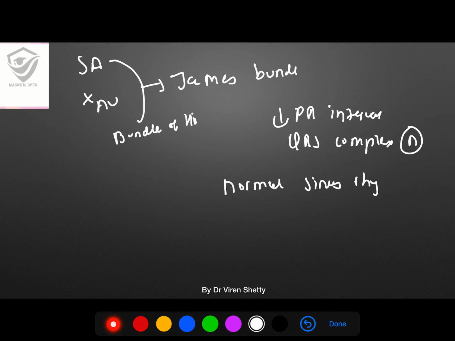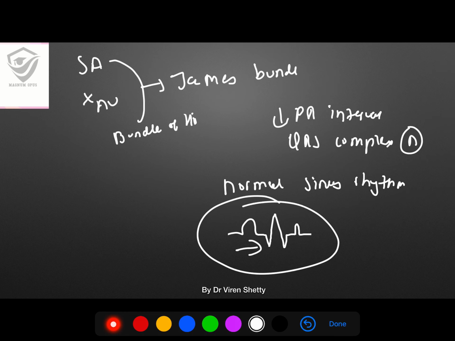What is the meaning of normal sinus rhythm? You will see a P wave, you will see Q, R, S, and you will see T. Whereas in WPW you are not seeing the Q. When a rhythm has this P, Q, R, S, T, it is called normal sinus rhythm. So these are the two conditions having a short PR interval.